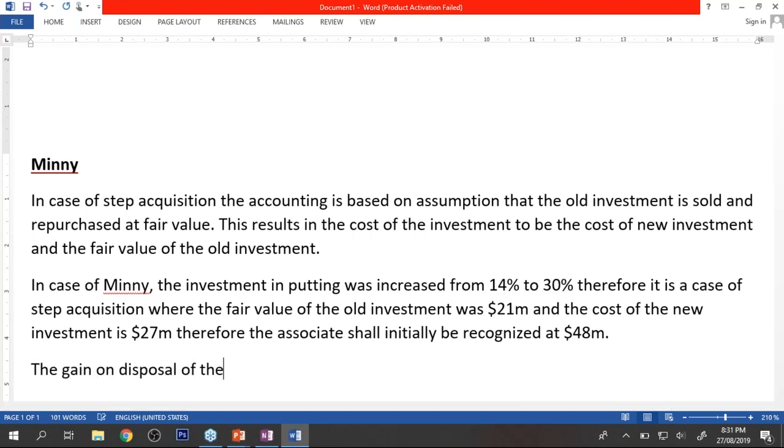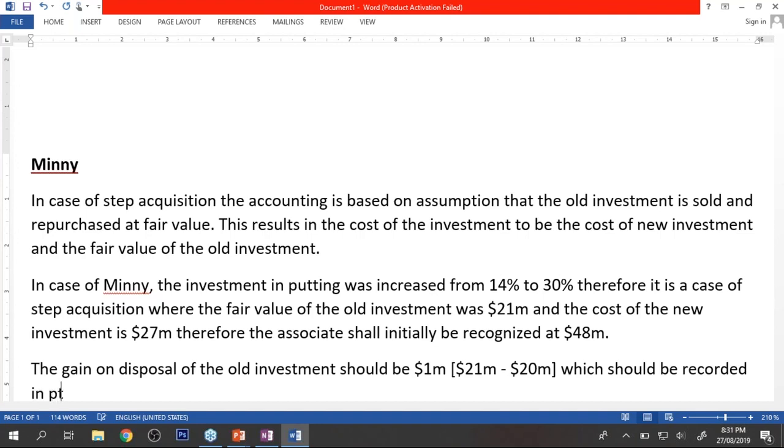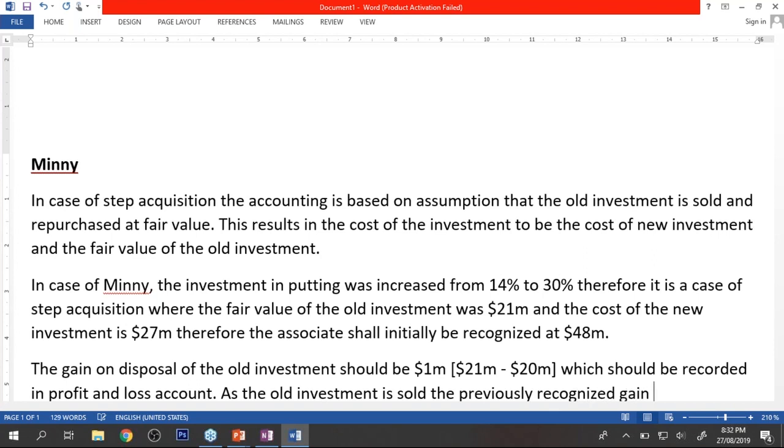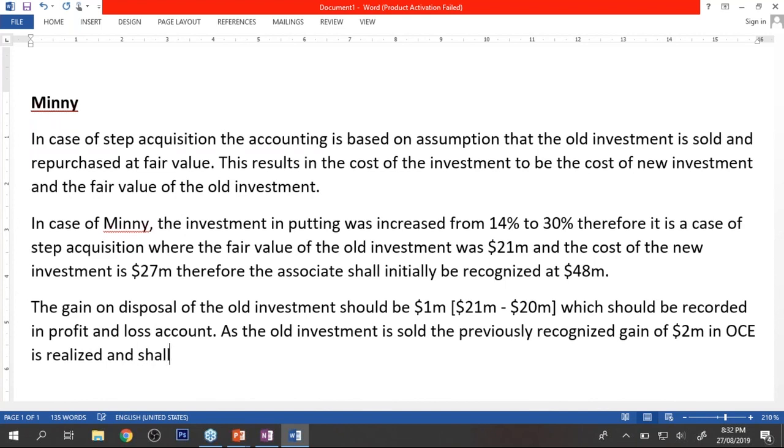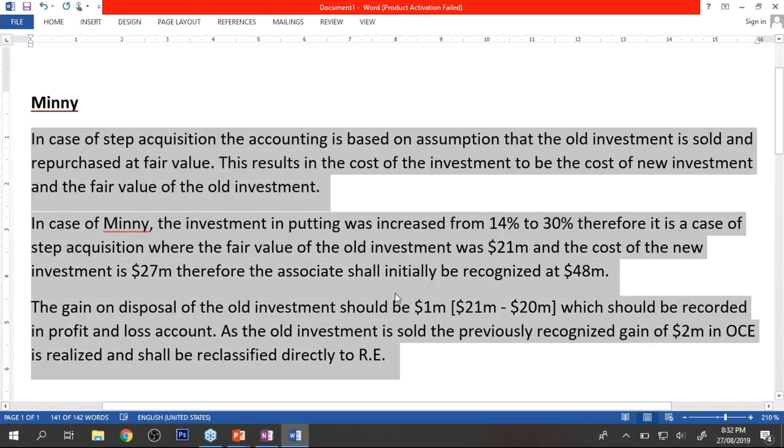The gain on disposal of the old investment should be $1 million, which is the difference between 21 million and the 20 million cost, which should be recorded in the profit and loss account. As the old investment is sold, the previously recognized gain of $2 million in OCE or the OCI is realized and shall be reclassified directly to retained earnings. So this is the answer that we should be writing for the step acquisition case.